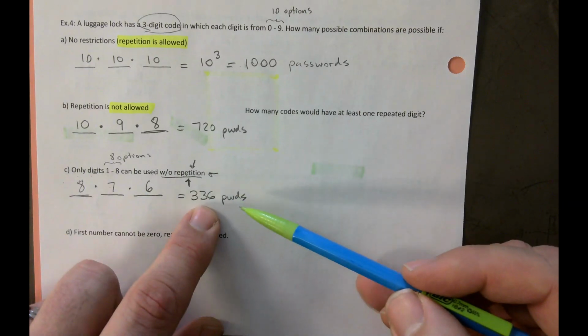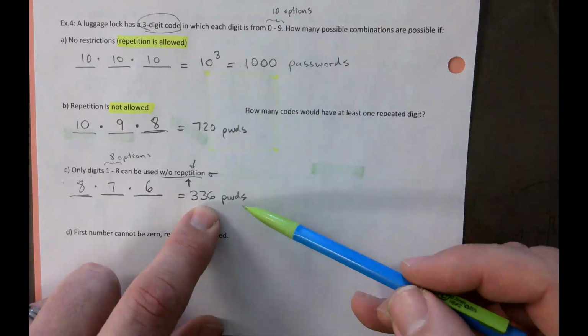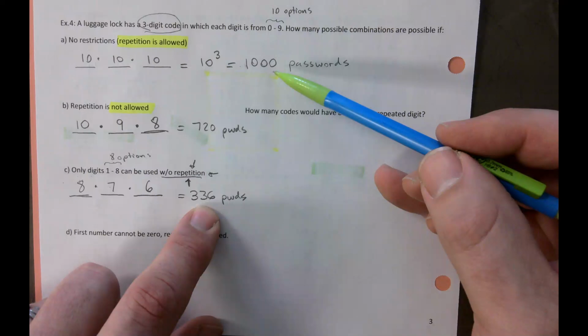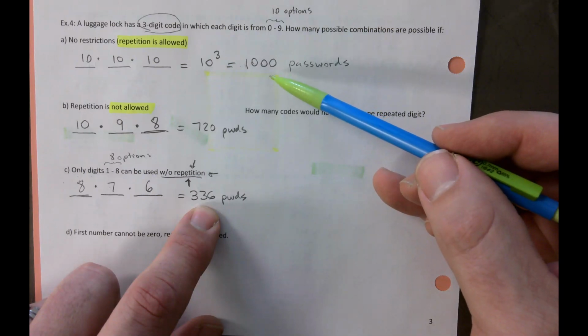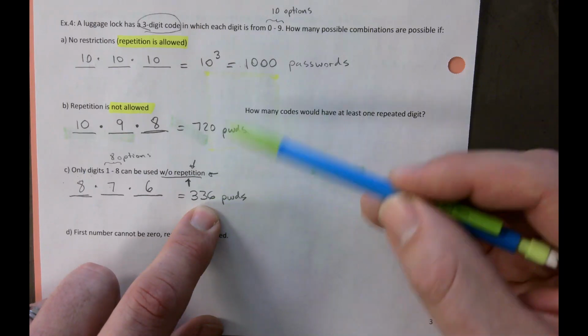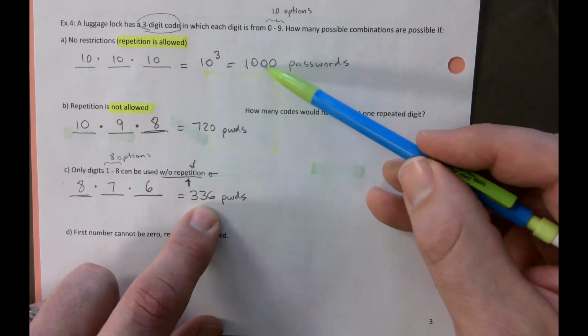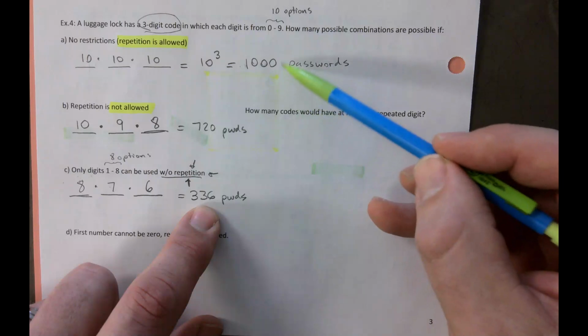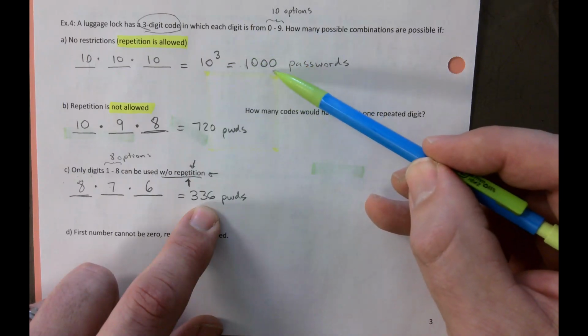Always ask yourself, what's the greatest amount of passwords that are possible in this? At the very beginning, we had 1,000. Every time you put a restriction on it, you drop. So when you do these types of questions, you shouldn't have a scenario where you have more than 1,000, right? That's absolutely the highest. This is universal. This is your universal set right here, okay?